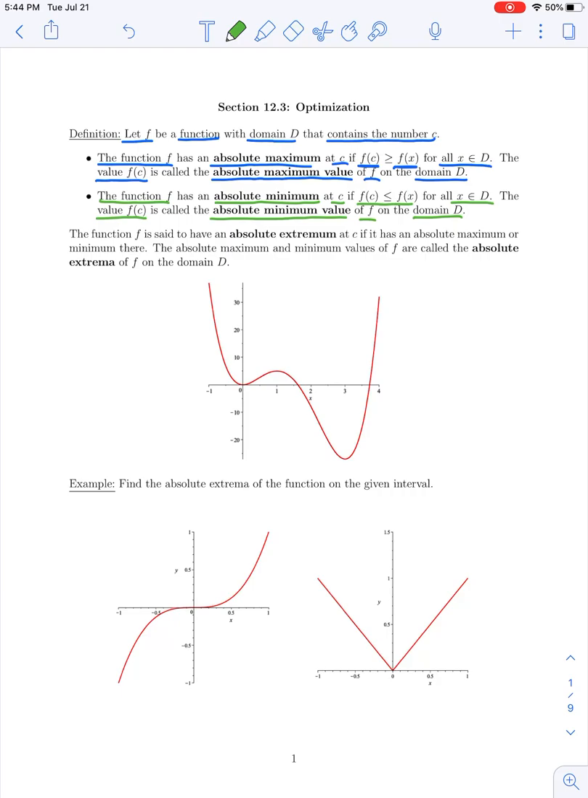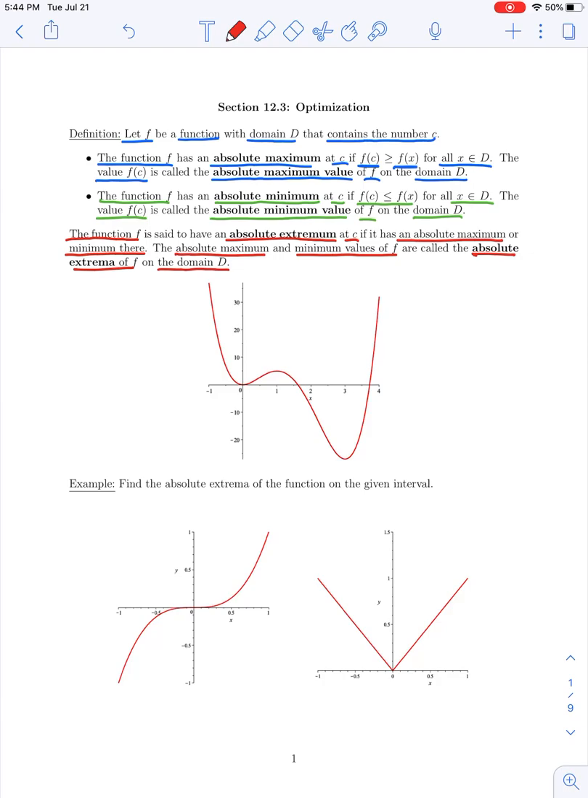Now we would say that the function f has an absolute extremum at c if it has either an absolute maximum or a minimum at that point. And we would refer to the absolute maximum and minimum values of the function as the absolute extrema of that function on the domain.